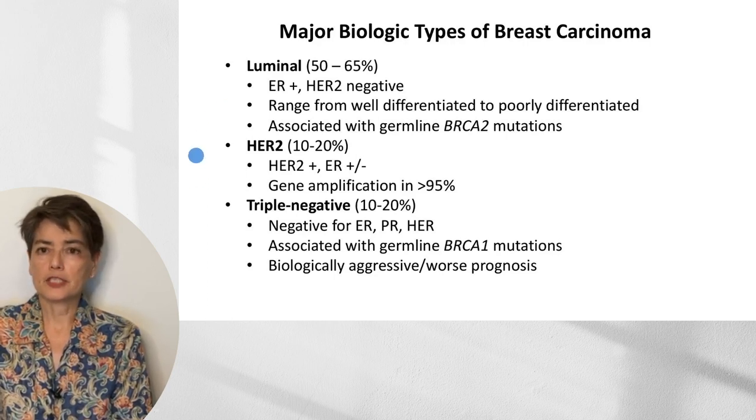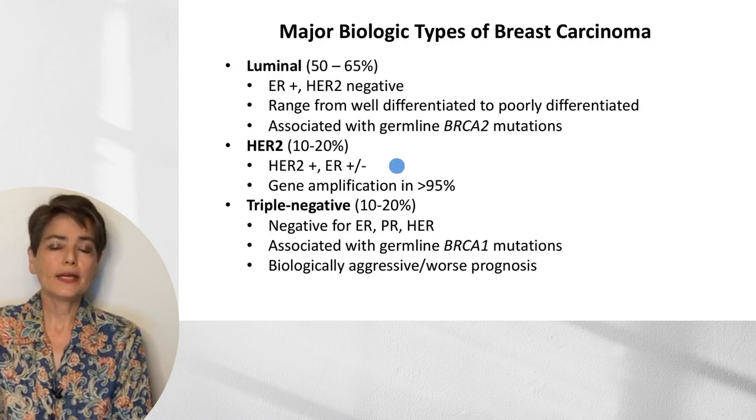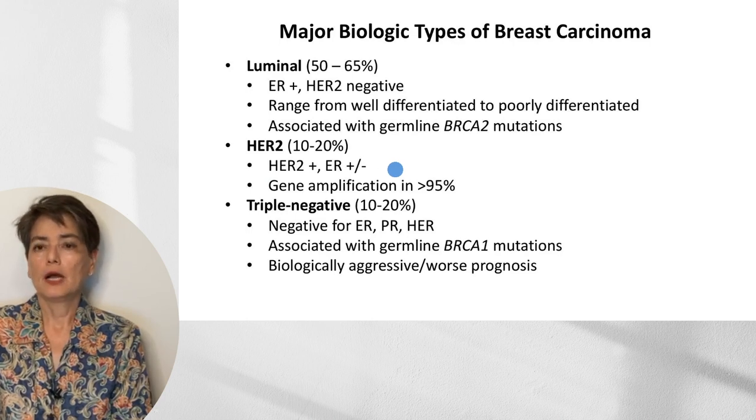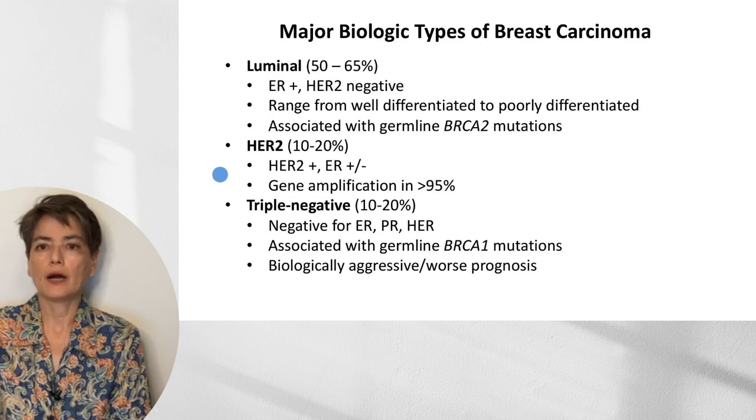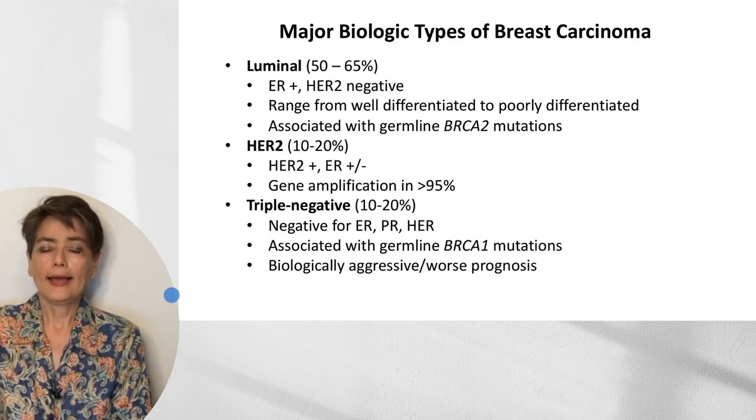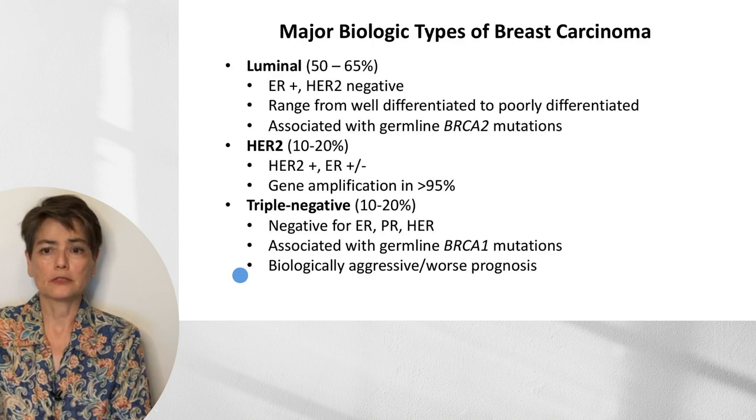The second biologic type is HER2, and these are tumors that are positive for HER2, and they can be positive or negative for estrogen receptor as well as progesterone receptor. Because the important point here is HER2, and the way that we are HER2 positive is through gene amplification in more than 95% of cases. And then the final category is triple negative. This is called this because it's negative for estrogen receptor, progesterone receptor, and HER2. And when individuals have germline BRCA1 mutations, they tend to have triple negative malignancies. And this is a biologically aggressive tumor which has a worse prognosis.